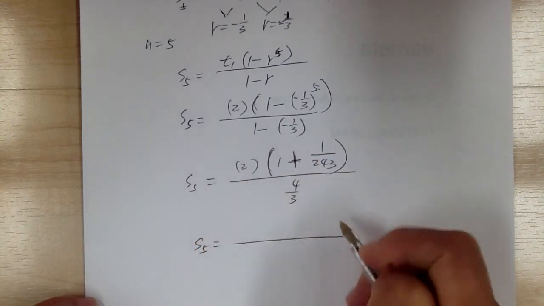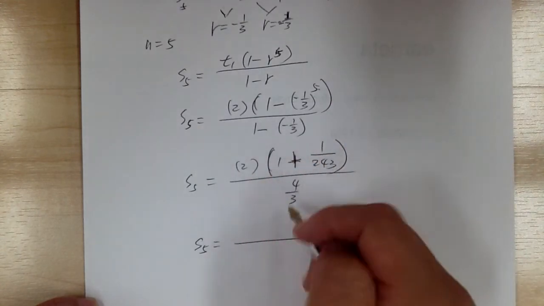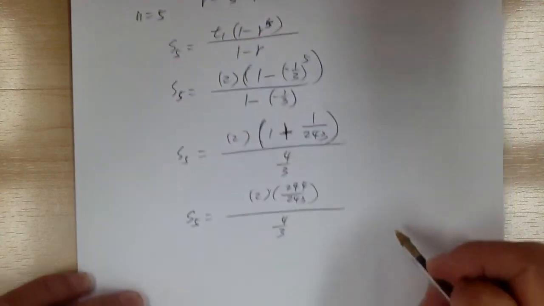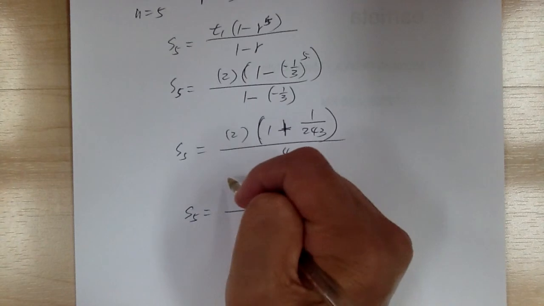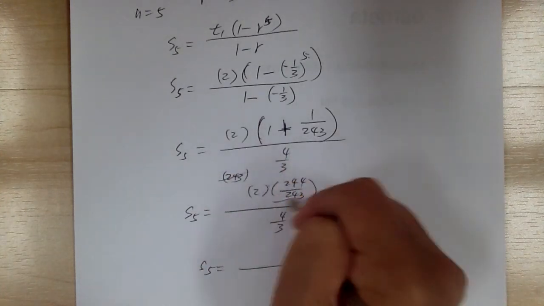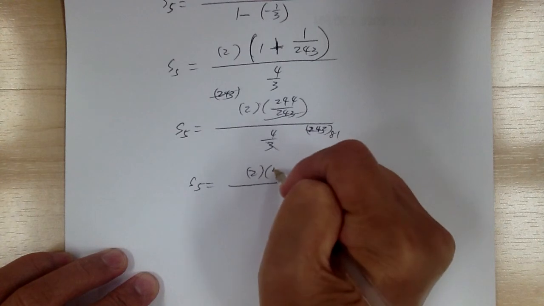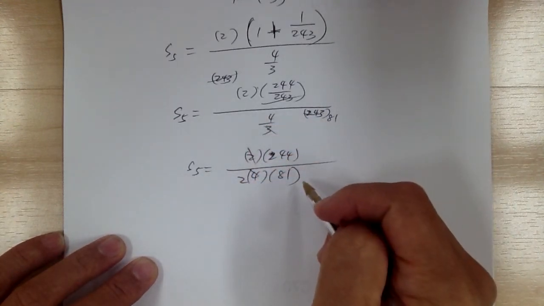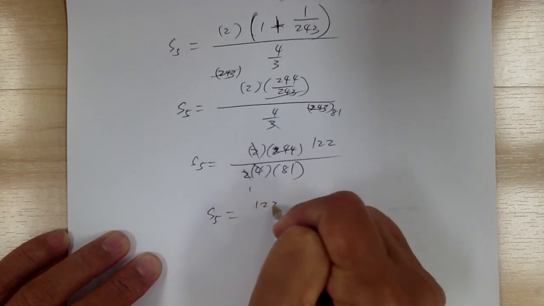Now to simplify this, you want to simplify this part first. You can use a calculator, but I'm going to combine these. This one will give you 2 times 244 over 243. You add this together, and then you can multiply by 243 to get rid of that. So S5 equal to, again I'm doing it without a calculator, and if you have a calculator you can use it. You're going to get 2 times 244, don't multiply out, you got 4/81. Just cancel out, this one can cancel, and that's it. So S5 equal to 122/81.